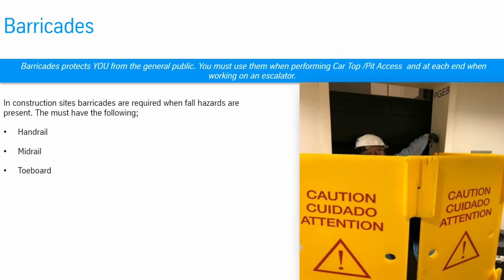Barricades. Barricades protect you from the general public. You must use them when performing car top/pit access and at each end when working on an escalator.